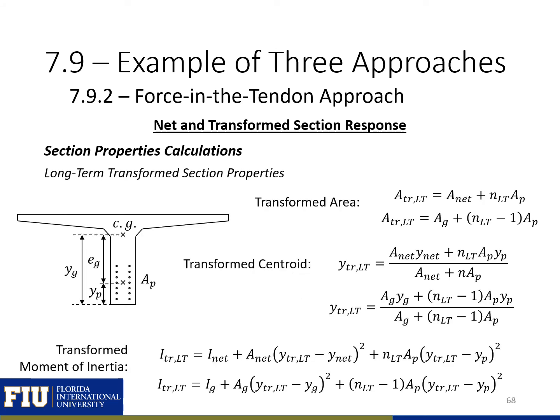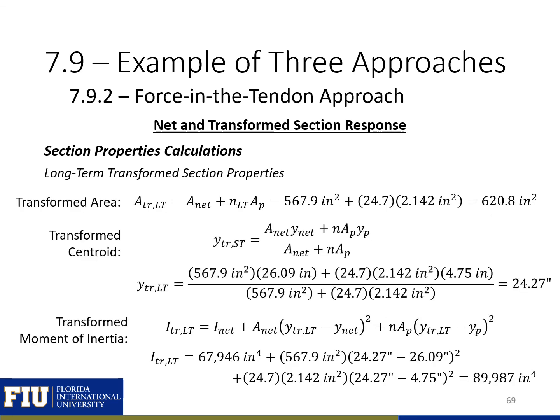Shown on this slide are the equations that we can use to calculate our long-term transformed area, our long-term transformed centroid, and our long-term transformed moment of inertia. And here again, we can plug in all of our known values at the midspan section to calculate these three values: the long-term transformed area, long-term transformed centroid, and long-term transformed moment of inertia.